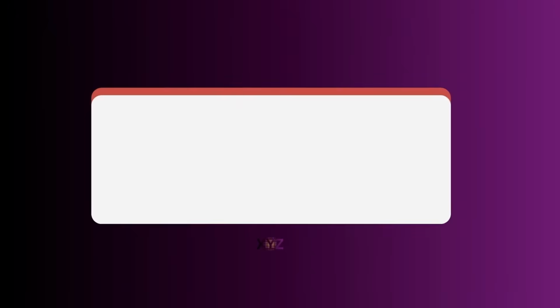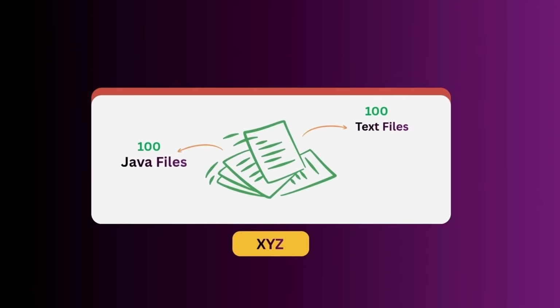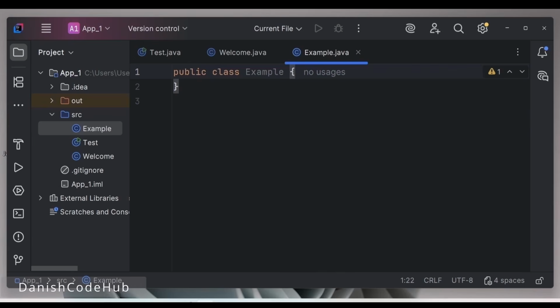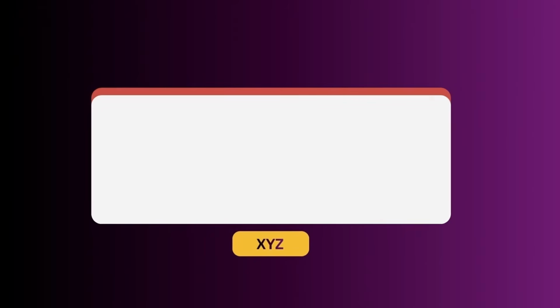Why? Suppose you have one big folder on your computer, namely XYZ. Inside that folder you have some 100 text files, 100 Java files, and 200 photos, and many other files. Now if you don't organize them into separate folders, managing everything becomes difficult. So what you will do is create folders inside XYZ like a text folder, Java folder, and photos folder, so that it becomes easy for you to manage.